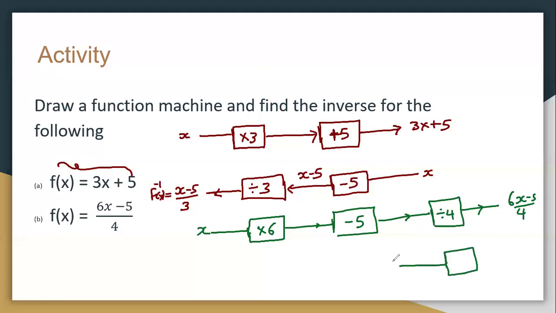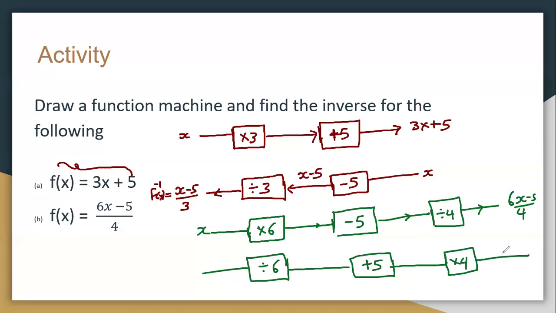Then to our inverse, it will be times 4. Then plus 5 and divide by 6. So the inverse will be 4x plus 5 divided by 6. Okay. Yes.